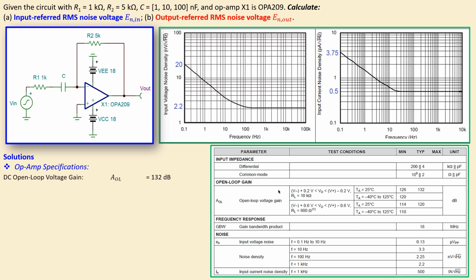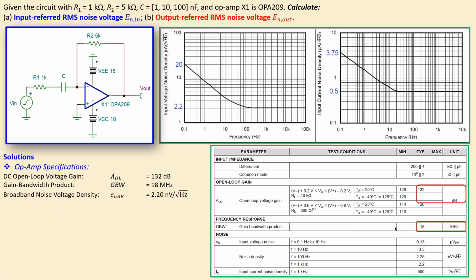Now the first parameter we will discuss and use is the DC open loop voltage gain, which is given by this symbol. It's here, and it is 132 dB. It's also given here in the table. In addition, a very important parameter is the gain bandwidth product. It is 18 megahertz, and that is actually shown here in the frequency response part. Now that is for the gain bandwidth product.